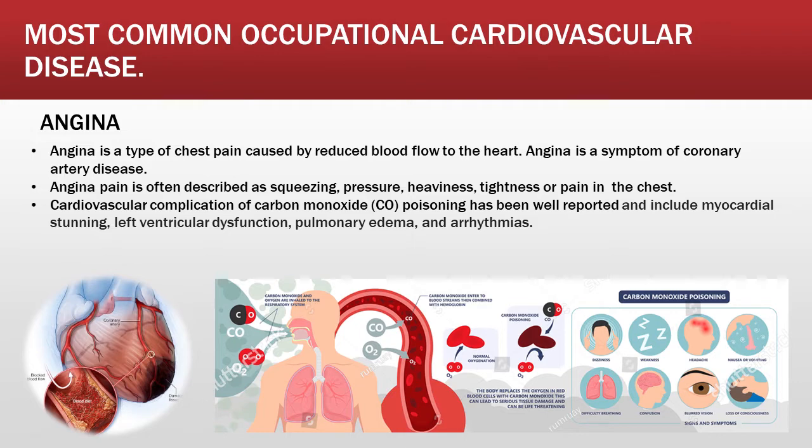When carbon monoxide and oxygen are inhaled into the respiratory system, the carbon monoxide enters the bloodstream and then combines with the hemoglobin. The body replaces the oxygen in red blood cells with carbon monoxide. This can lead to serious tissue damage and can be life-threatening. The signs and symptoms of carbon monoxide poisoning include dizziness, weakness, headache, loss of consciousness, blurred vision, confusion, and difficulty of breathing.